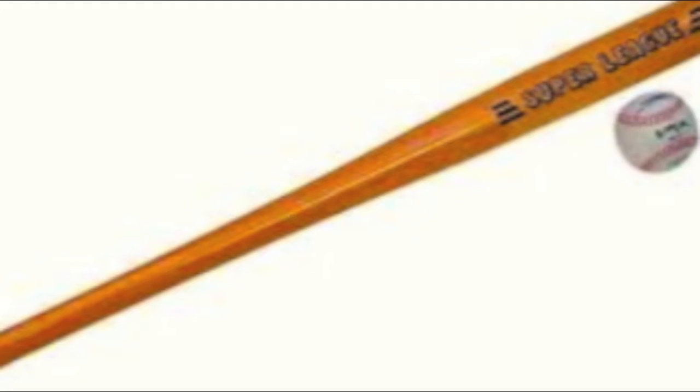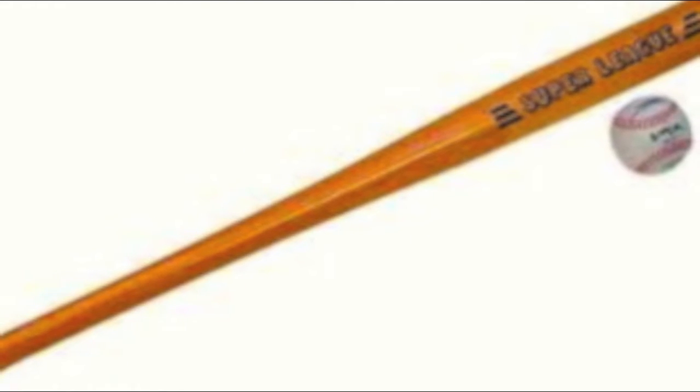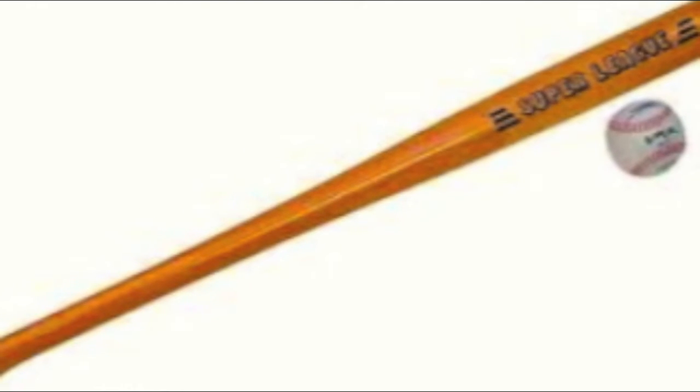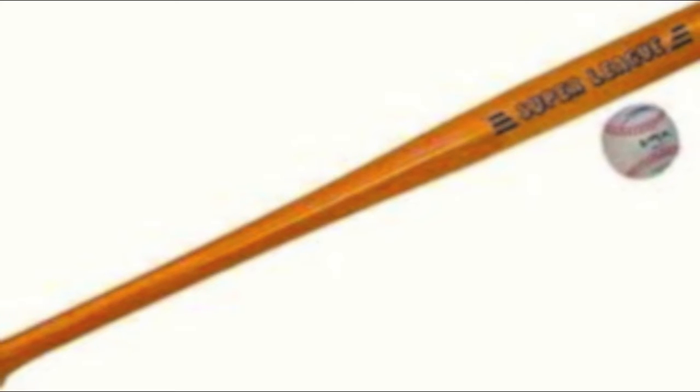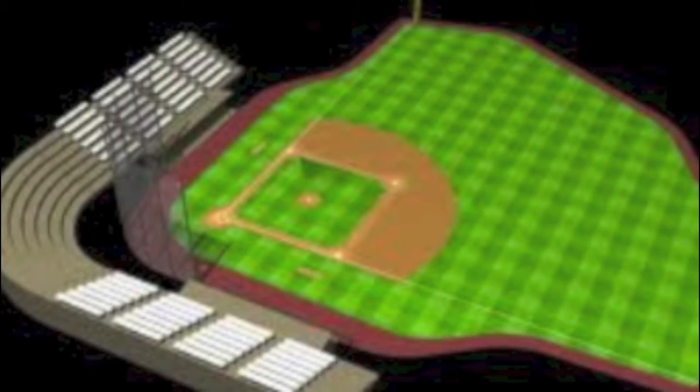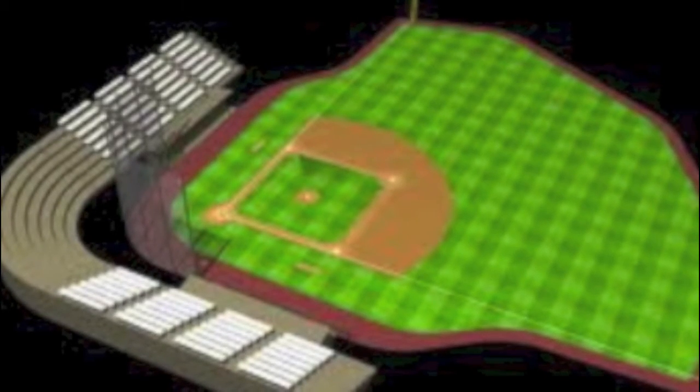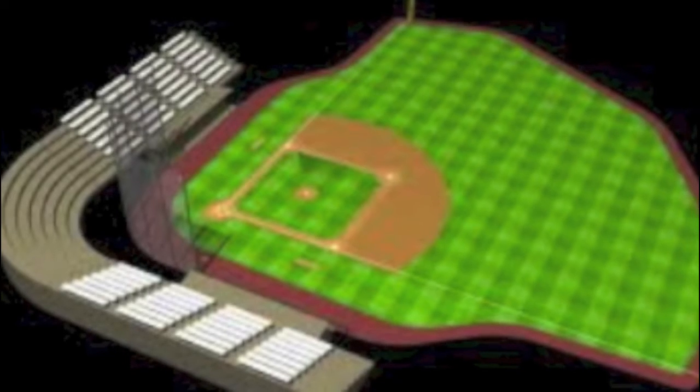The sport of baseball. Baseball has a long history here in the US. Here are the basic rules of the game. Baseball is a bat and ball sport played between two teams of 9 players. The aim is to score runs by hitting a thrown ball with the bat and touching a series of 4 bases arranged at the corners of a 90-foot diamond.